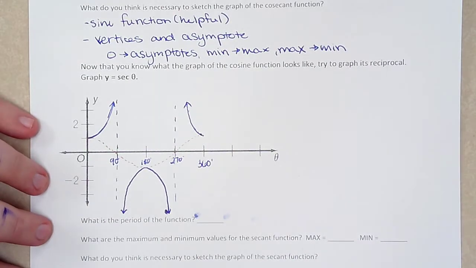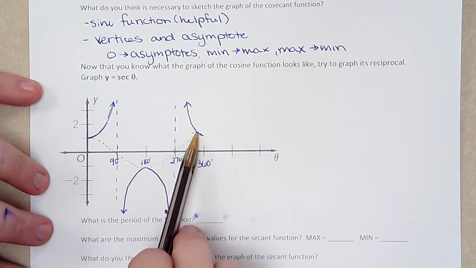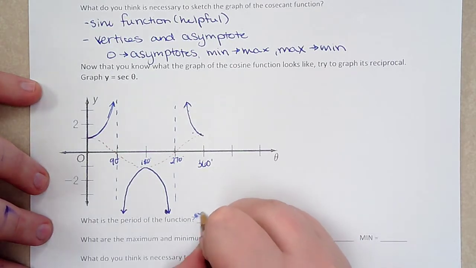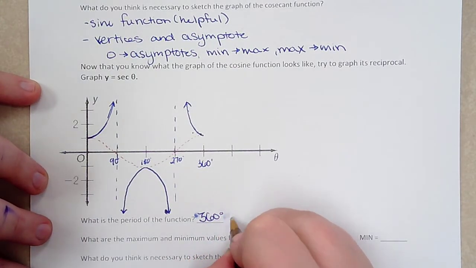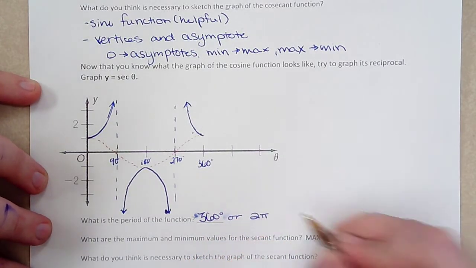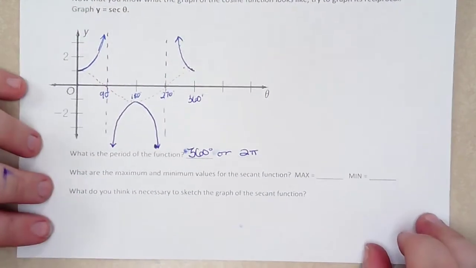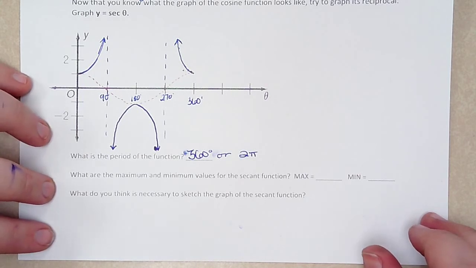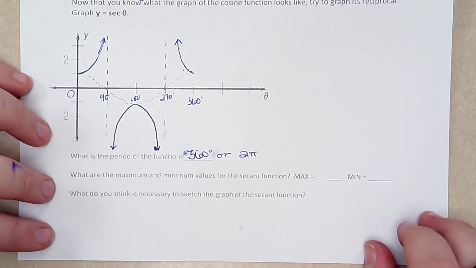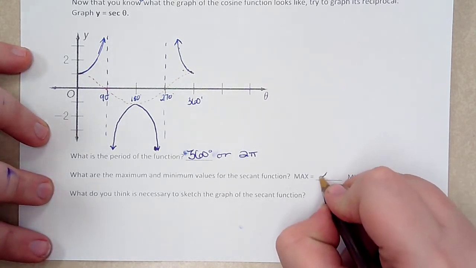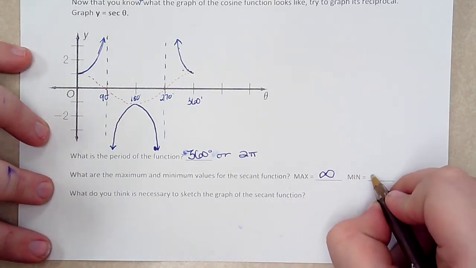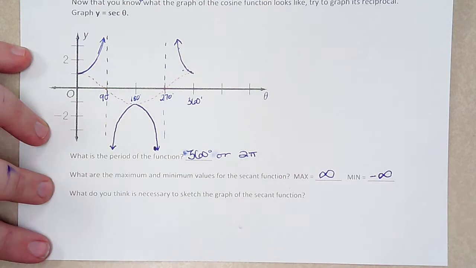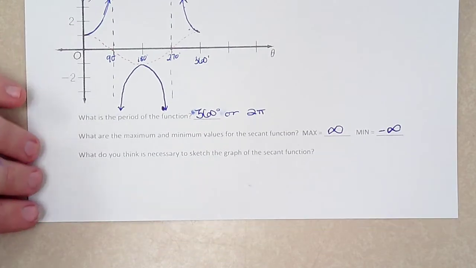So if we notice how long it takes to get a full 2 loops, it's still going to be 360 or 2 pi. So the period for our function in this case is still going to be 360 degrees or 2 pi. And just like the max and min values for the cosecant function, our max and our min for the secant function are still going to be negative infinity and infinity. What do you think is necessary to sketch the graph?